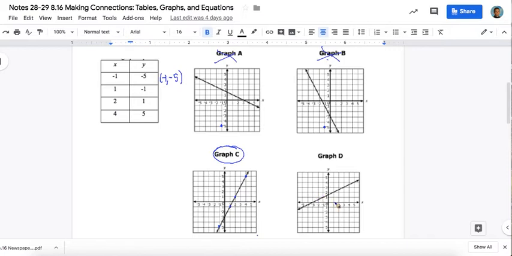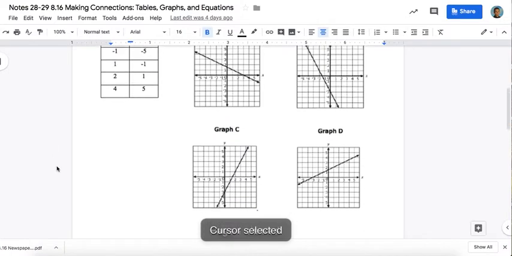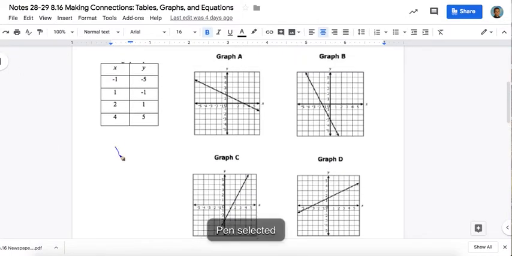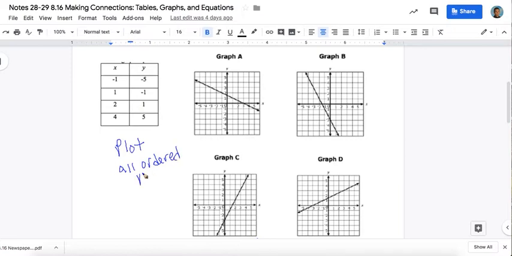Now let's see why graph D doesn't work. We can go over to -1, down to -5, and look, the very first one fails. Now you need to go through all of them because sometimes you might get a couple points, the first one to work, and then the others might not work. So make sure you're checking all the points like we did to find that the correct answer was C. So let's write in here, sorry, hopefully you didn't turn the page yet, plot all ordered pairs.